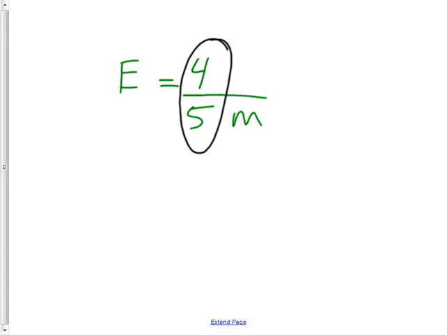There's your constant of variation of 4/5. And since I said it was inversely correlated, the variable has to be on the bottom. Okay?